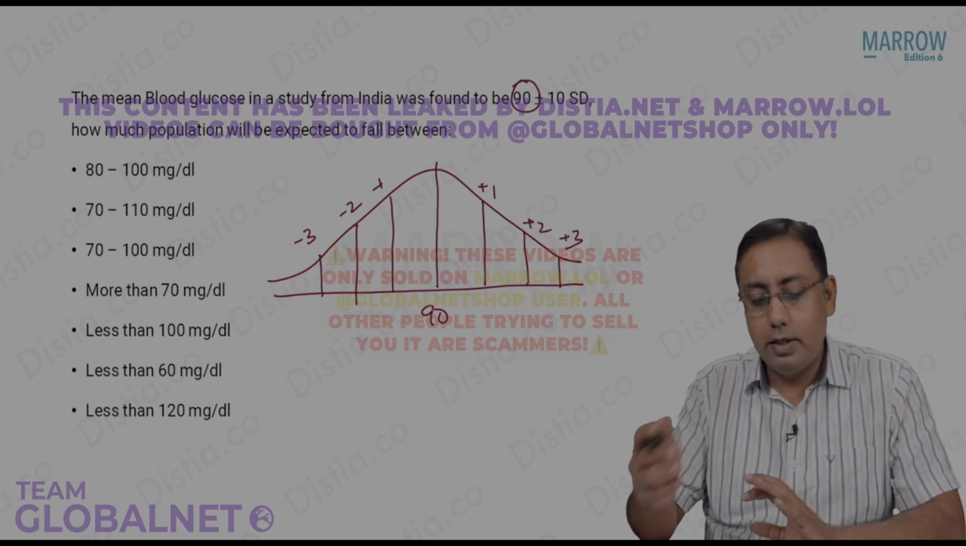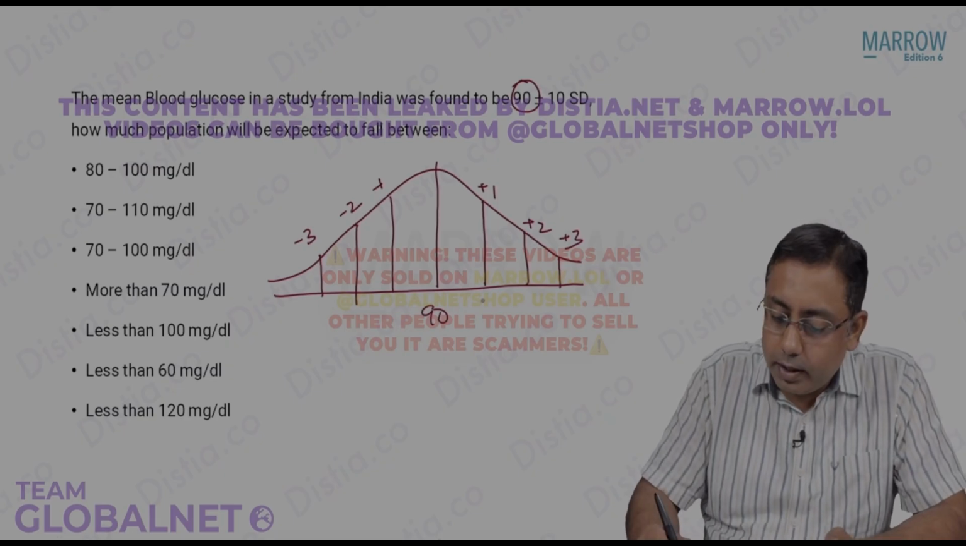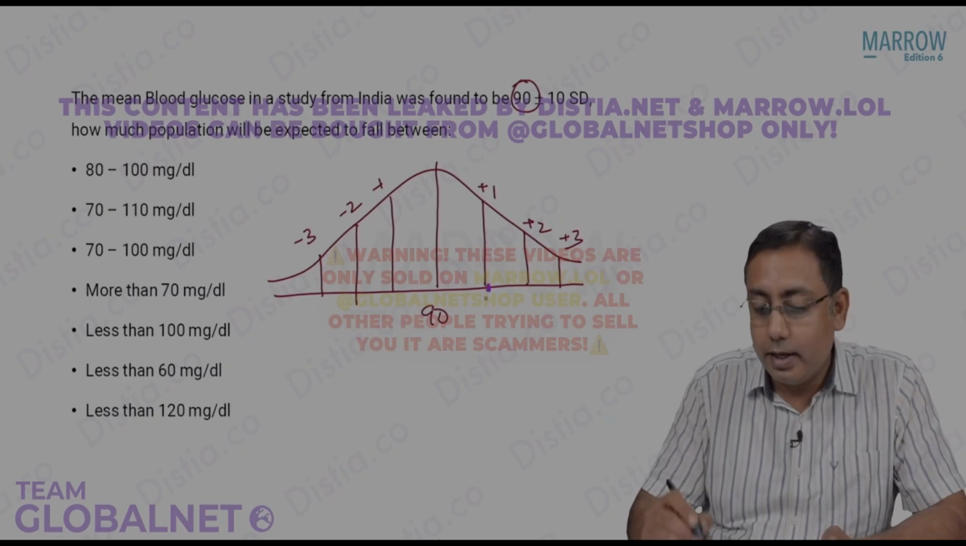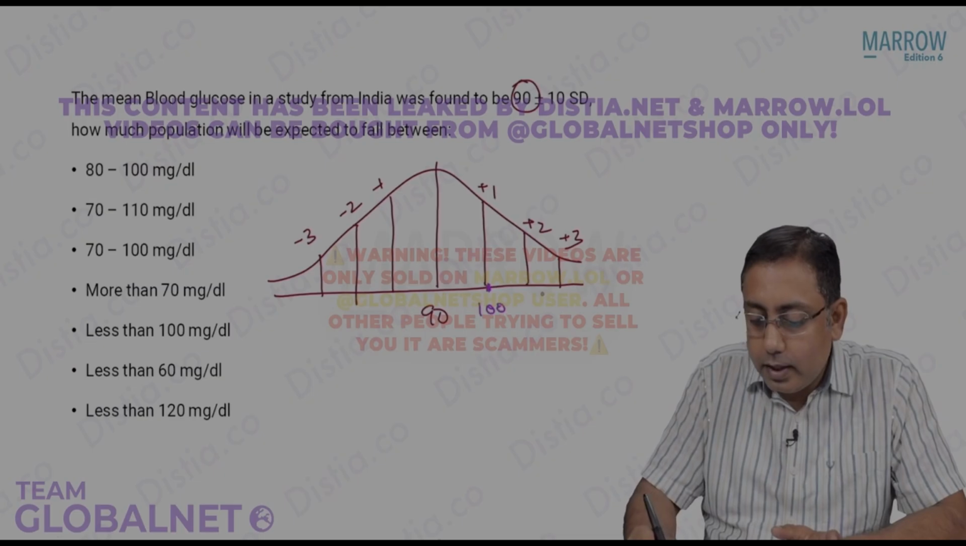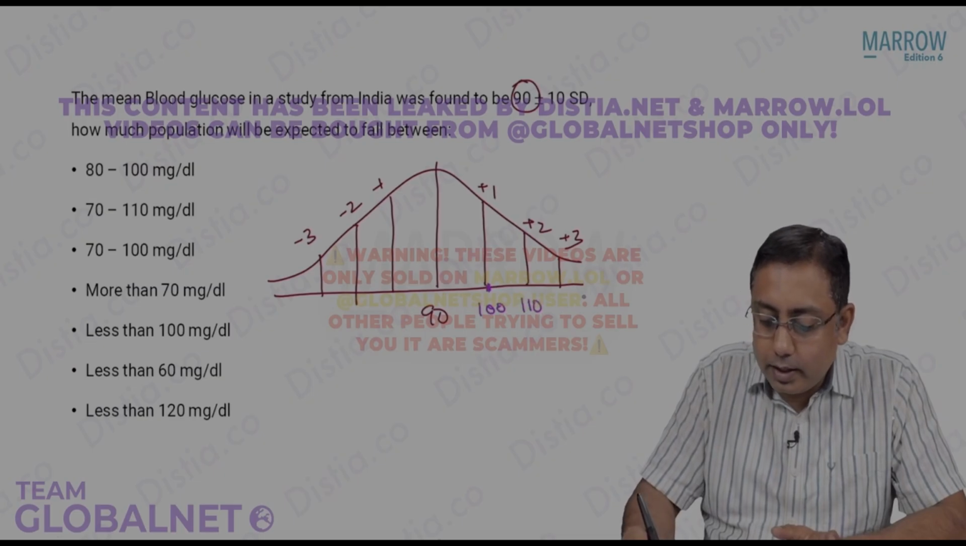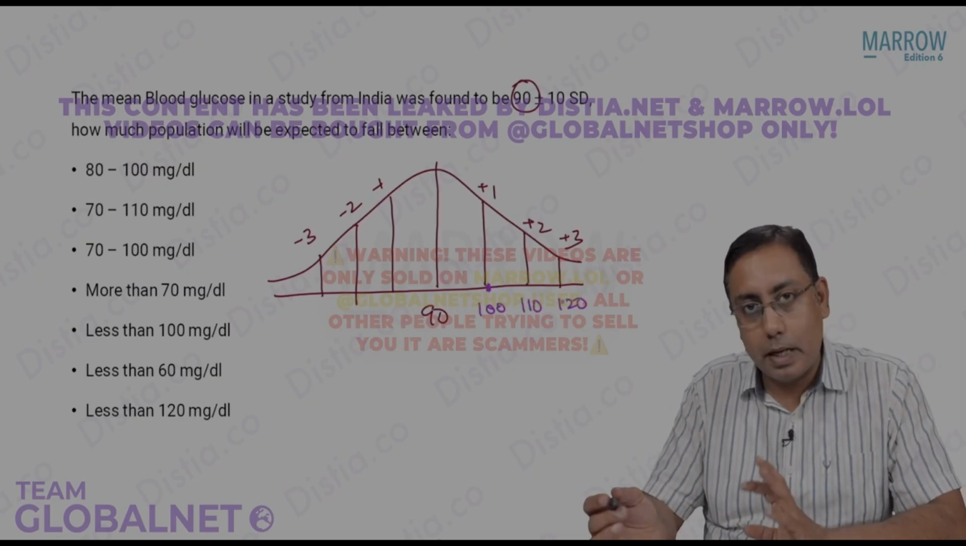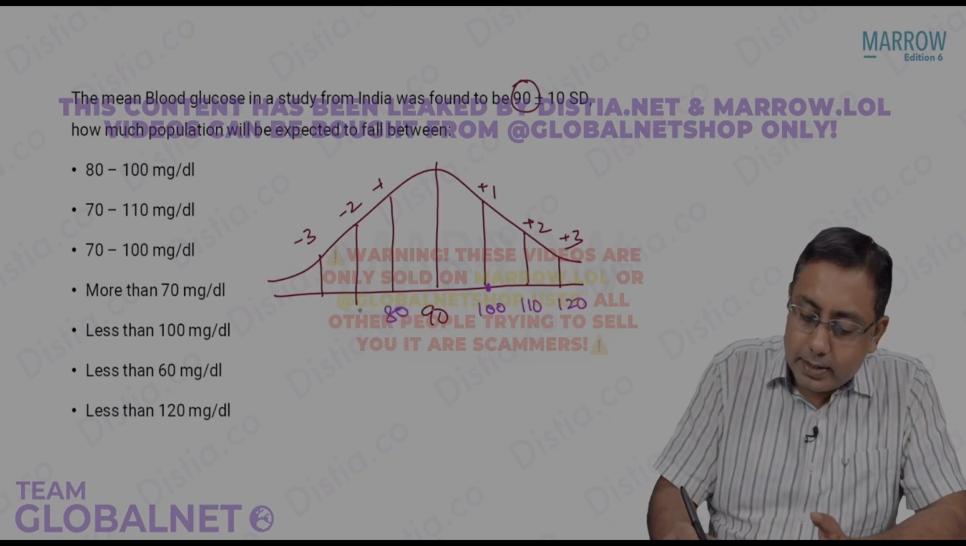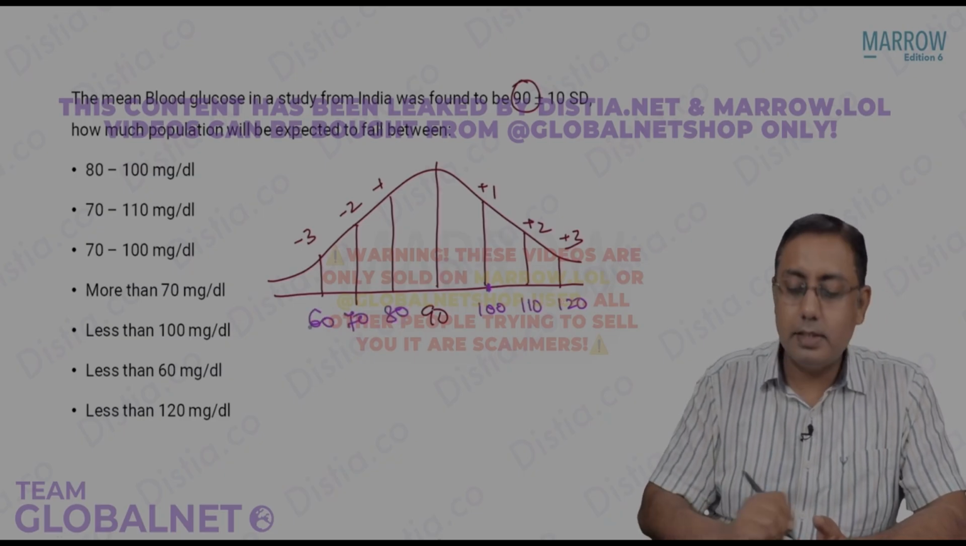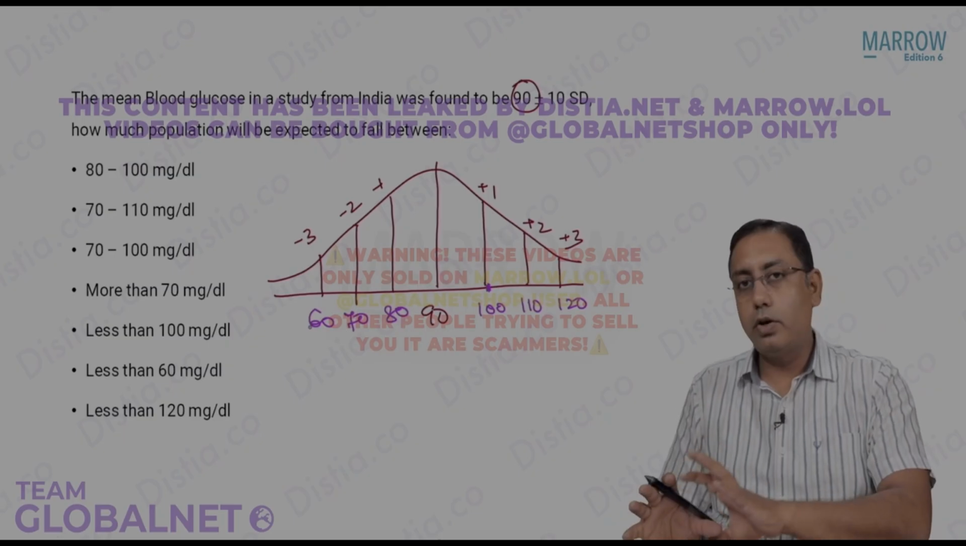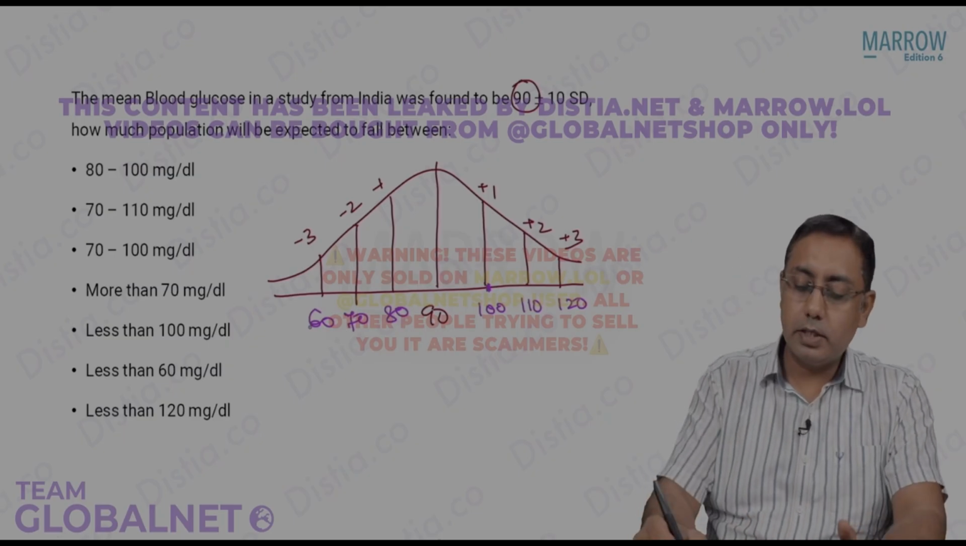So now, how would you want me to fill this normal distribution curve? Over here at plus 1 SD, how much should I write? 90 plus 10, that is 100. And then you're going to have 110, and then you will have 120. I hope I'm correct. On the back side, it is 80 and then 70 and then 60. Simple answer. So you have drawn a normal distribution curve using this data.